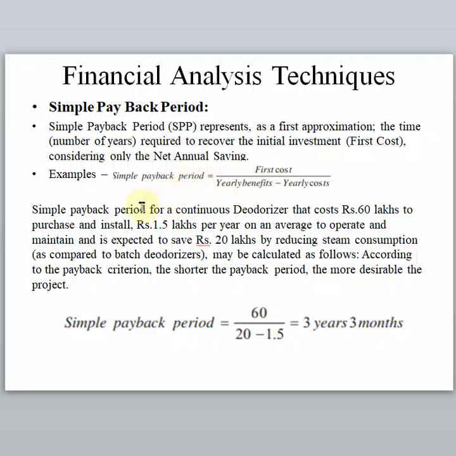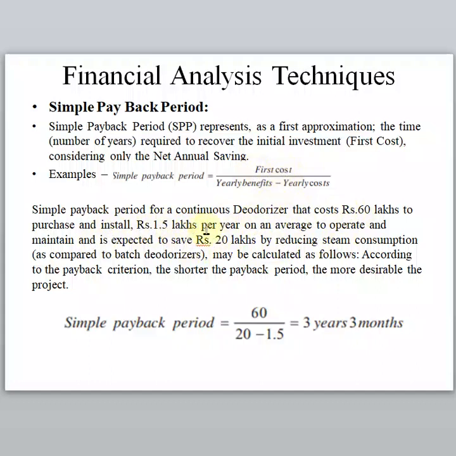Okay, so they have given an example: simple payback period for a continuous deodorizer that costs rupees 60 lakhs. Here there is a device called a continuous deodorizer that costs rupees 60 lakhs. So the initial investment is 60 lakhs to purchase and install, and 1.5 lakh per year on average to operate and maintain. So 60 lakh is your numerator, that is the first cost.